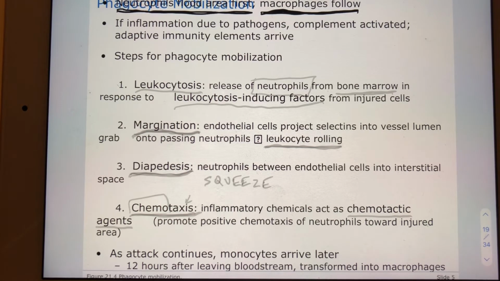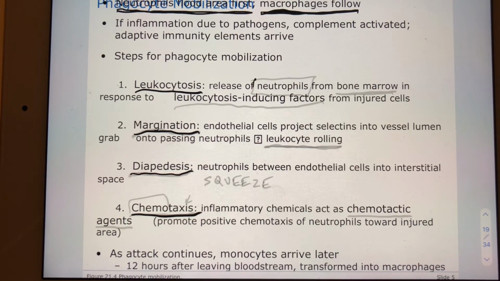The four steps in phagocyte mobilization, meaning getting phagocytes to where they need to be, are leukocytosis, margination, diapedesis, and chemotaxis. Leukocytosis means, hey, let's make a plethora of white blood cells. Let's make more white blood cells than we normally would. At least in this particular context, that's what that means.